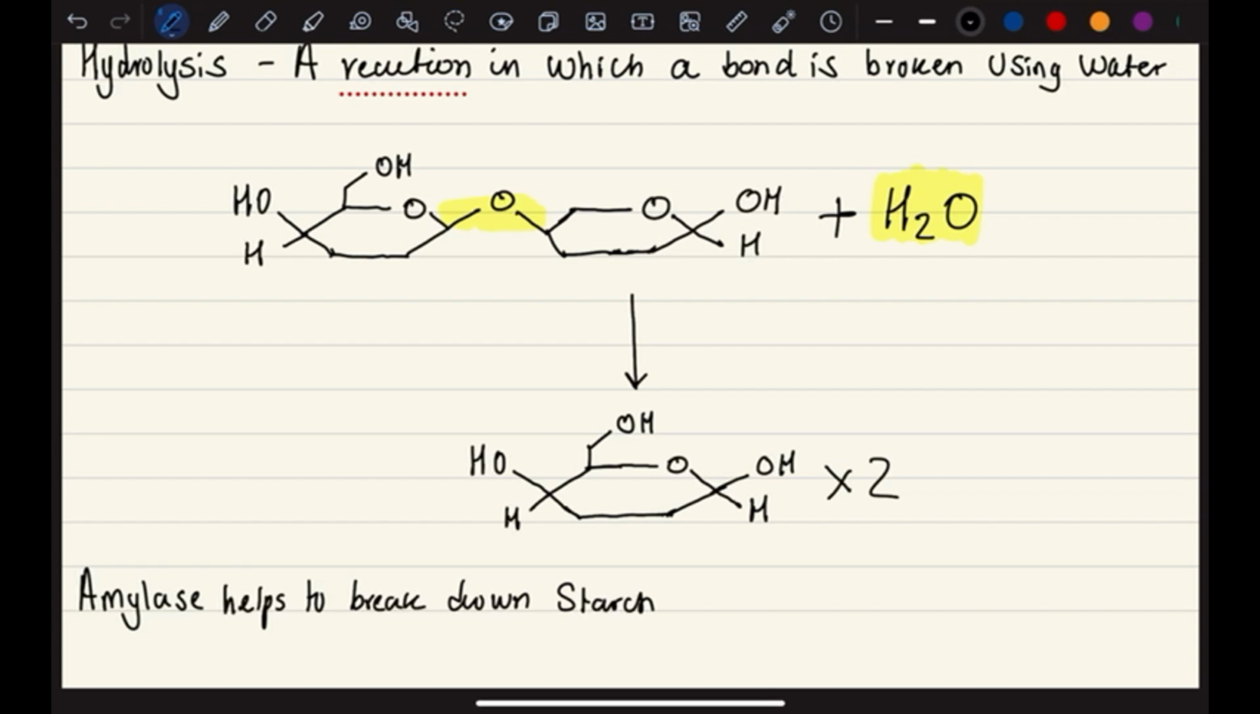And I just thought it was nice to mention amylase is a really important enzyme involved in hydrolysis reaction. So amylase is normally used to break down starch, breaks down a lot of the wonderful glycosidic bonds in starch. And that's a really good one to remember for your exams.